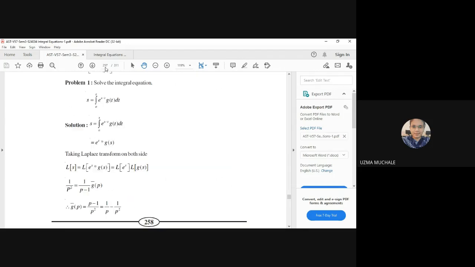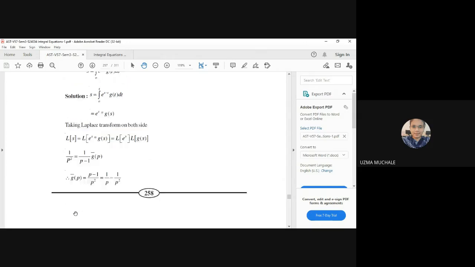These are the things we have seen. Now we have to solve the integral equation. Initially it was given in terms of p in the notes which we have seen, now it is in terms of s: integration 0 to s of e raised to s minus t, g of t dt. Now we have to again write this integration in the form of a convolution kernel. Again apply the Laplace transform. After applying the Laplace transform, you get g of p. Write the equation in terms of g of p.